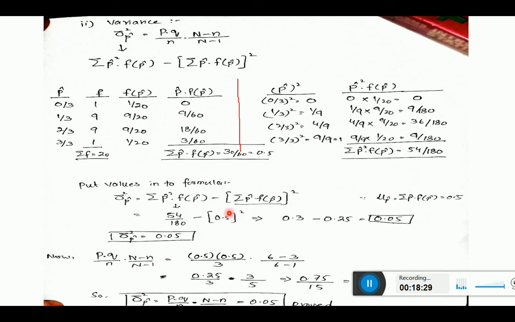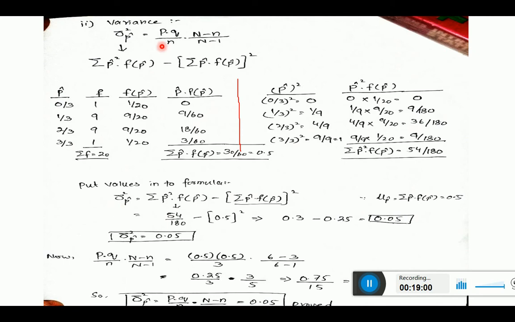Minus, the summation of p cap dot f of p cap, which is the mean of p cap, that is 0.5. Put 0.5 and take the square. Now 54 divided by 180 gives 0.3, and 0.5 square gives 0.25. Subtract 0.25 from 0.3 and you will get 0.05. This 0.05 is the value of the variance of the sampling distribution of proportion.